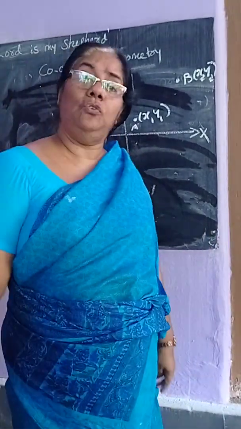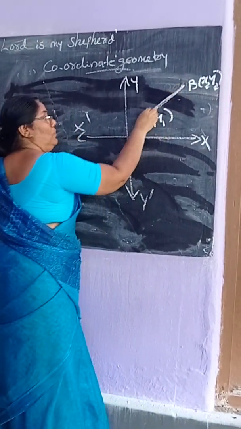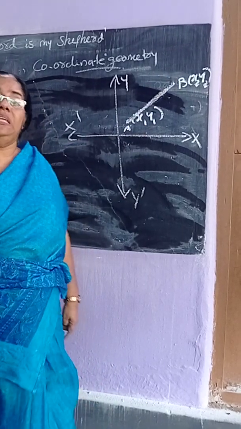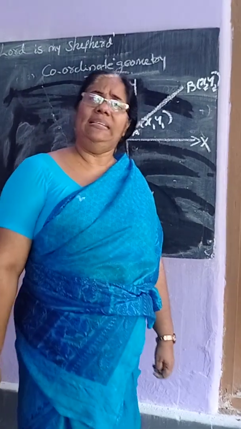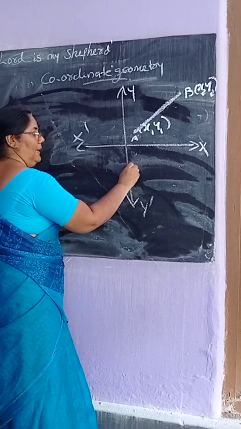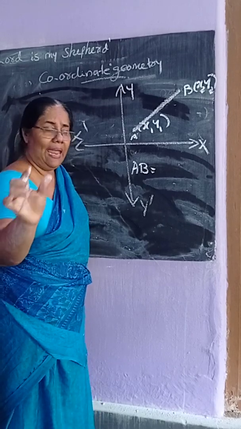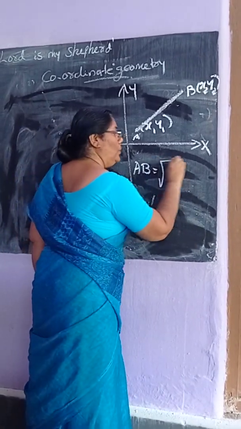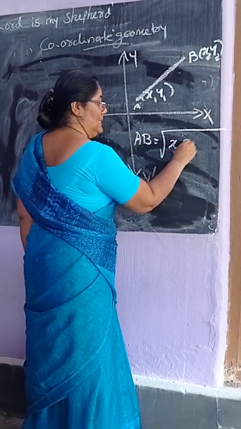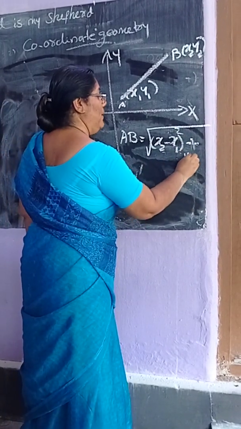Here, our aim is to find the distance between these 2 points. This is the length, the distance between these 2 points. To find it, we apply the formula AB. What is the meaning of AB? AB means the distance between A and B. AB equal to root of x2 minus x1 the whole square plus y2 minus y1 the whole square.